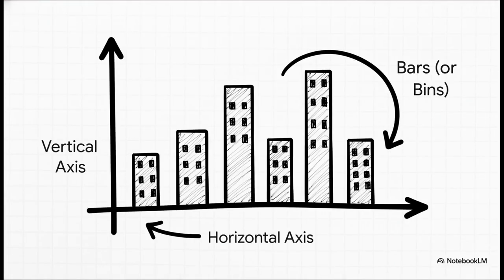All right, let's pop the hood and see what makes this thing tick. Along the bottom, you've got your horizontal axis. That's where our data values go, so in this case, the players' heights. Then, going up the side is the vertical axis, which shows the frequency, a fancy word for how many. And then you have the bars themselves, which we call bins. The best way to think of it is like a city skyline. The taller a building is, the more data or people are packed into that one block.